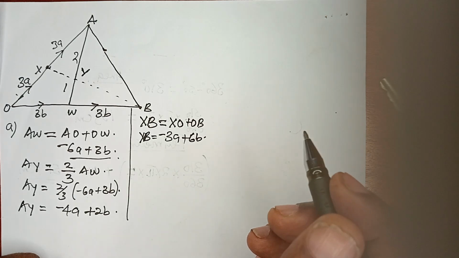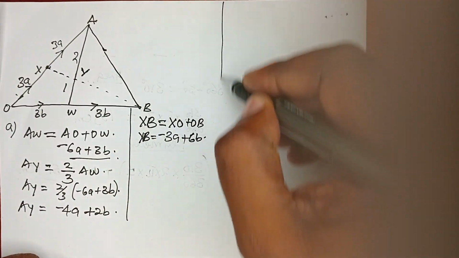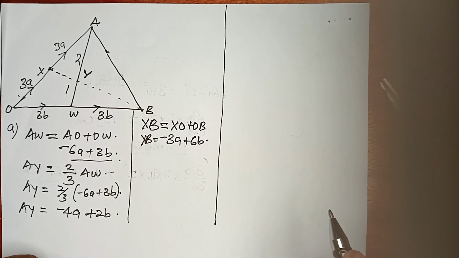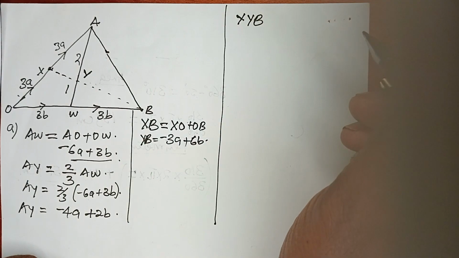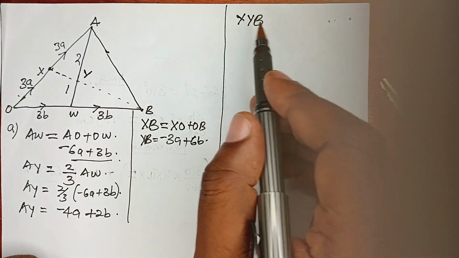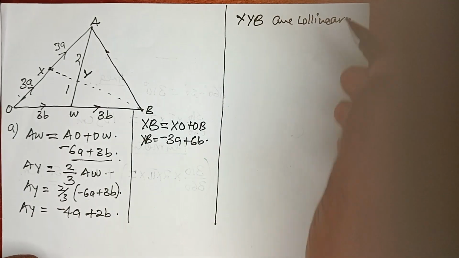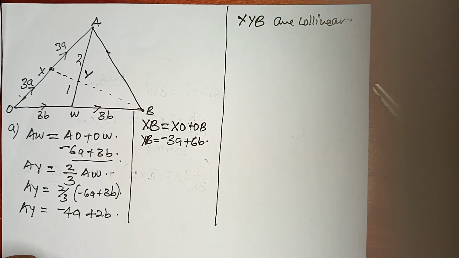Fine. What about part B of the question? I want us to work it out here together. Part B of the question is asking, show by a vector method that XYB is a straight line, or rather, points X, Y, and B are collinear. That's what we just want to confirm. And we understood sometime back when we were doing vectors, for us to have collinearity, we have to have 2 vectors which are parallel to each other.